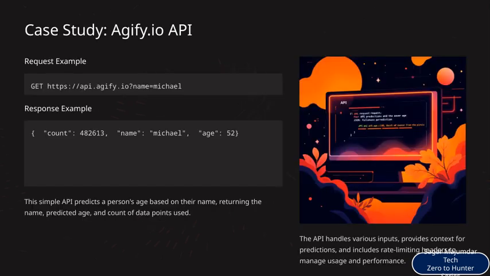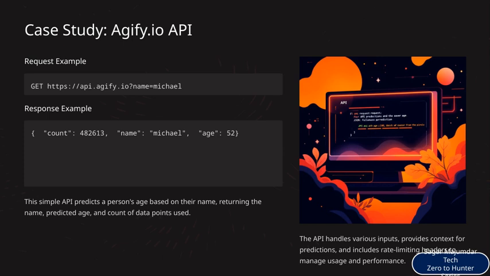So let's take a closer look at this case study involving the Agify.io API. On this slide, we see an example of a request. We're making a GET request to the API endpoint, passing in the name Michael as a parameter. The URL looks like this: https://api.agify.io?name=michael.